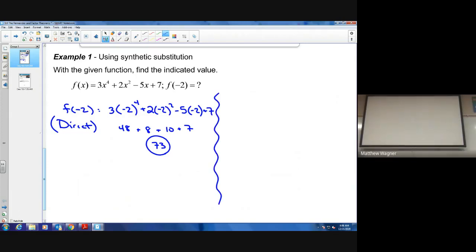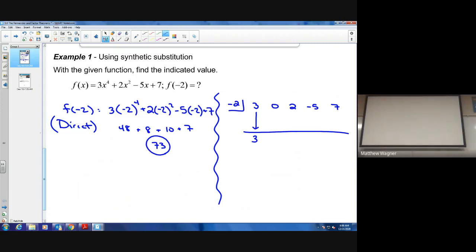All right, are you ready to have your minds blown? Well, let's evaluate synthetically. So we plug in -2, we have 3, we have a 0 as a placeholder, then we have 2, -5, and 7. Oh my gosh, this is so exciting. All right. So synthetic division, remember what we did back in 5.2, synthetic substitution is the exact same thing.